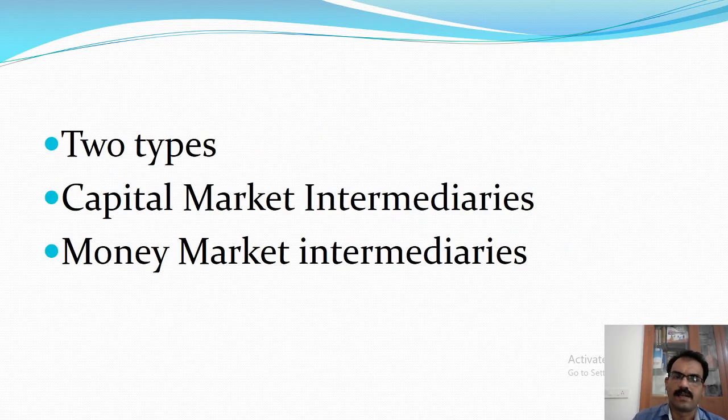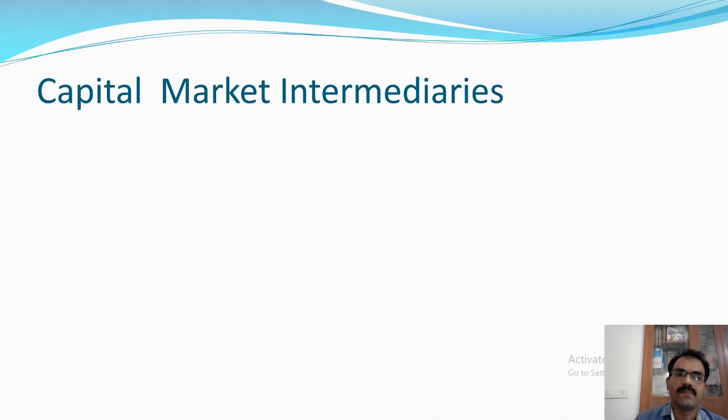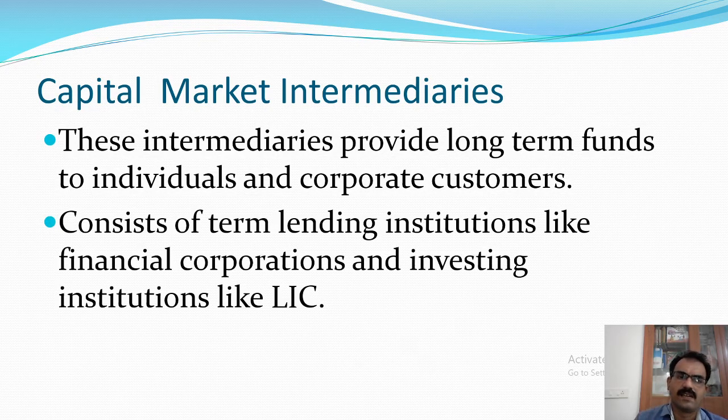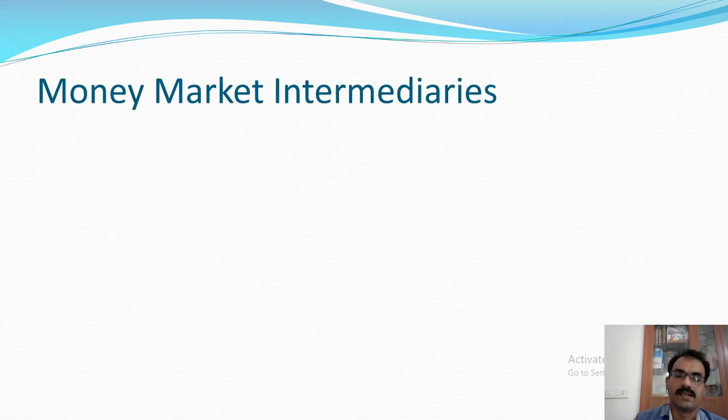Two types of intermediaries are the capital market intermediaries and money market intermediaries. First one, capital market intermediaries. We know the meaning of capital market. These intermediaries provide long-term funds to individuals and corporate customers. The capital market intermediaries consist of term lending institutions like financial corporations and investing institutions like Life Insurance Corporation.